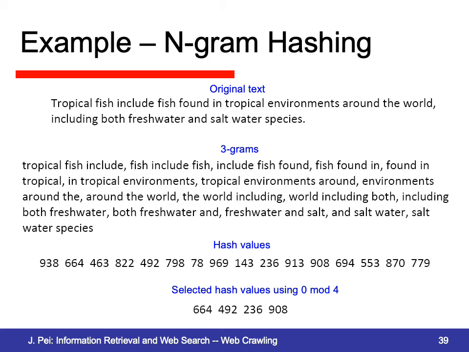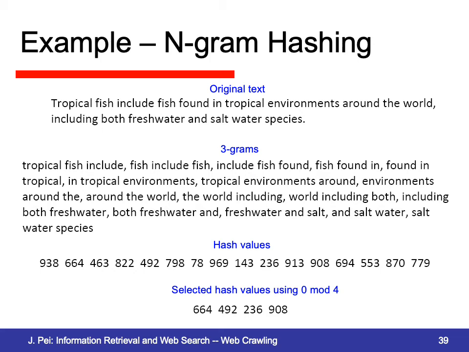And then we move the sliding window to get the next 3 words. We have "fish include fish" here. And then we have "include fish found" here, and so on. So this is the whole set of all the 3-grams. We calculate some hash value for each 3-gram. For example, we can use the CRC code, or we can use the sum of the ASCII code of the characters in the 3-gram, and so on.